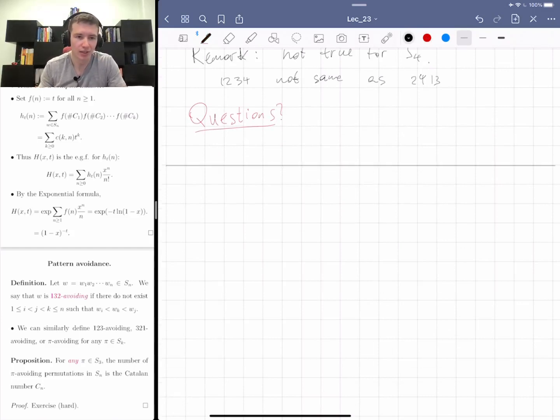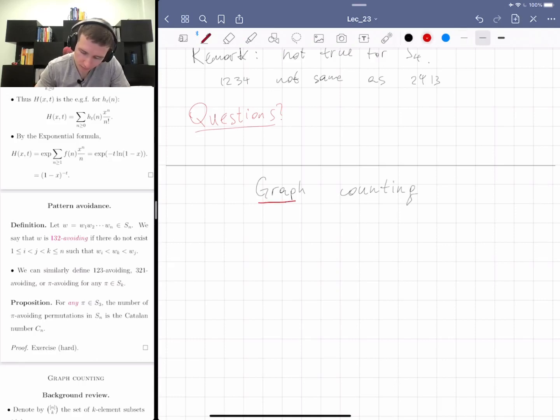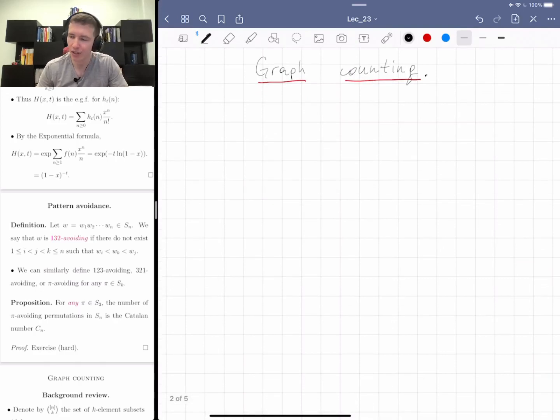Okay, and the new subject is going to be about graphs. Finally, we're going to count some graphs. Graphs are a prerequisite for this class, and according to the poll I did in the first lecture, it looks like most people know them quite well. But let me still briefly review all the things I need.